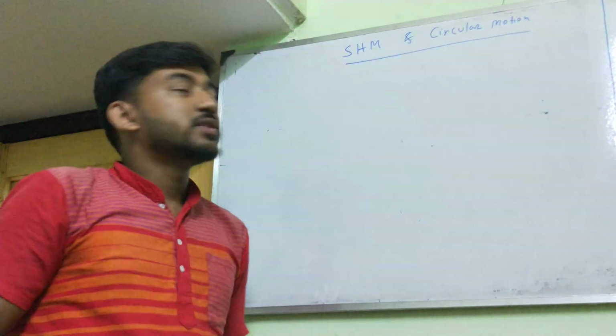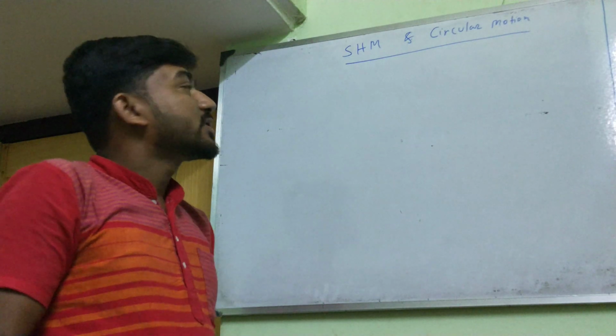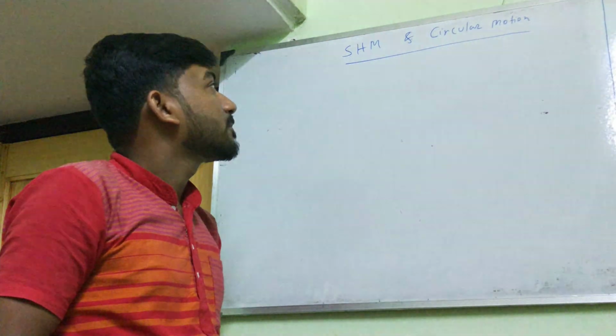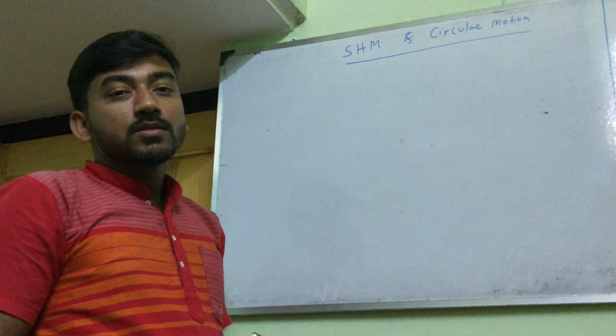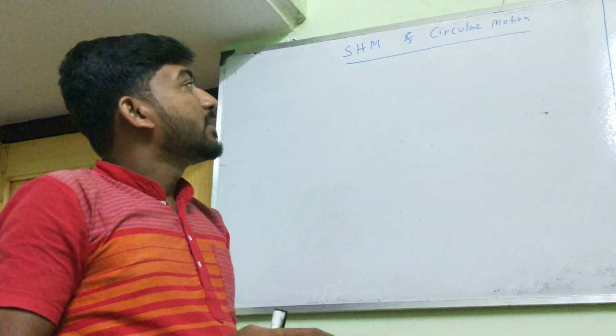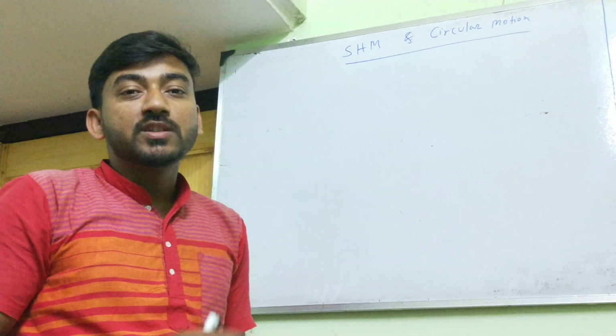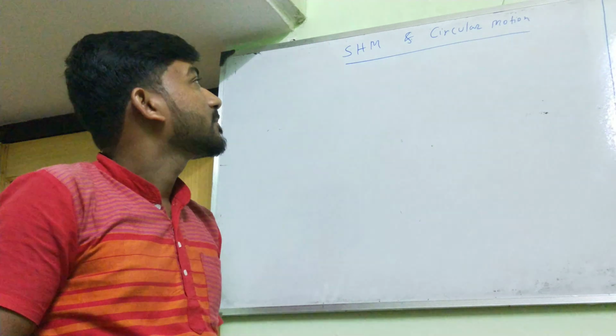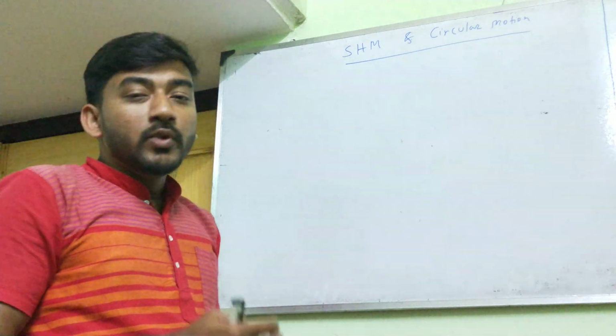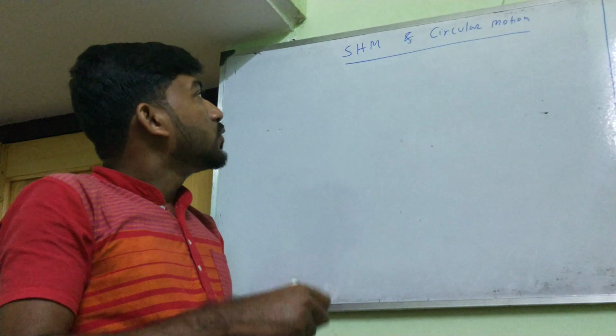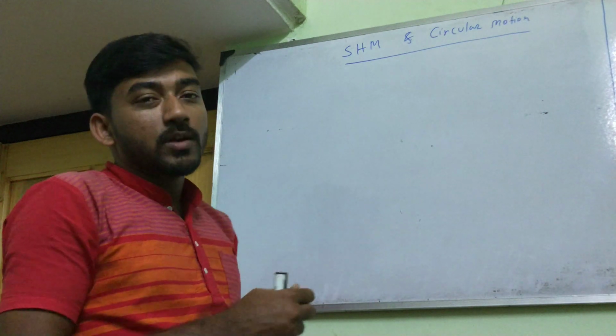Now we will discuss the relation between SHM and circular motion. In the previous classes, we have seen the kinematics of SHM, that is position, velocity, acceleration, etc. And we will derive these formulas today with the help of circular motion.